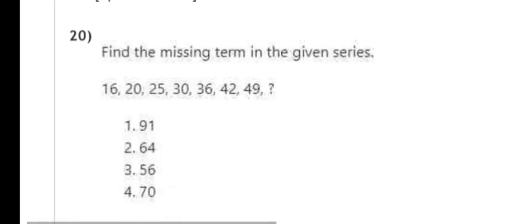Okay. Moving on to the other question, it says find out the missing term in the given series: 16, 20, 25, 30, 36, 42, 49, question mark. The options are 91, 64, 56, 70. So it will be 56.